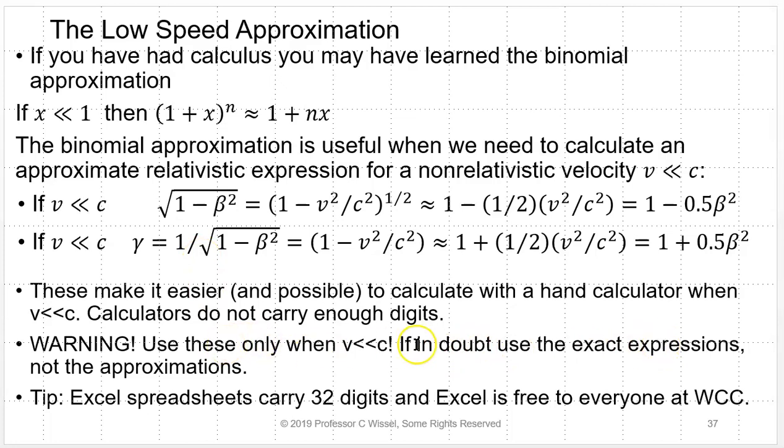These make it easier and possible to calculate with a hand calculator when v is much less than c, because calculators don't carry enough digits. But be very careful with these. Use these only when v is much less than c. If in doubt, use the exact expression, not the approximations. Excel spreadsheets carry 32 digits, and Excel is free to everyone at WCC.